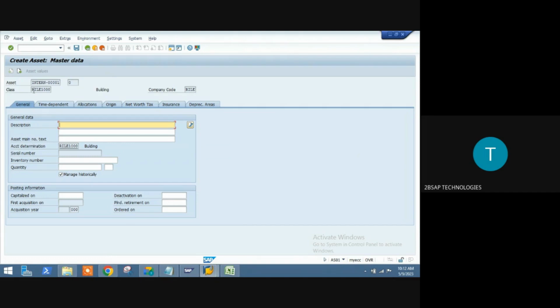By default, at your asset master level, you got your account determination. This is your account determination for this master. And within this account determination, as I said, you are going to have both P&L and balance sheet natures of postings. Depreciation is related to P&L. Balance sheet related means acquisition, retirement, scrap, accumulated depreciation, all those things. So how many GL accounts are required, all those you are going to map at the account determination level.